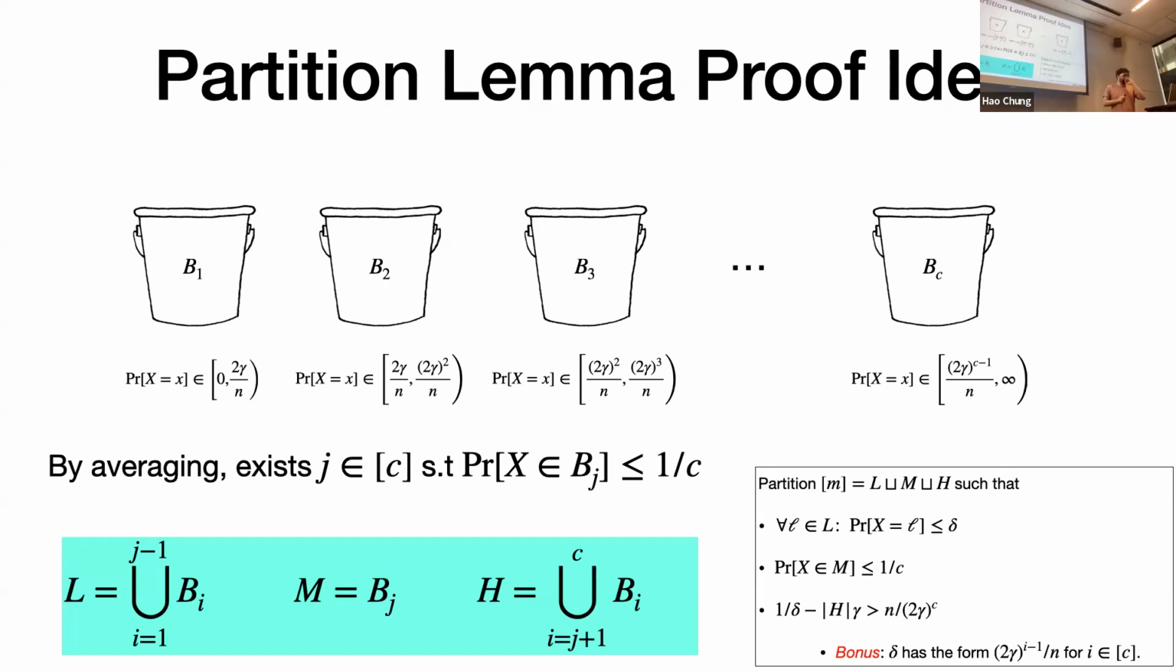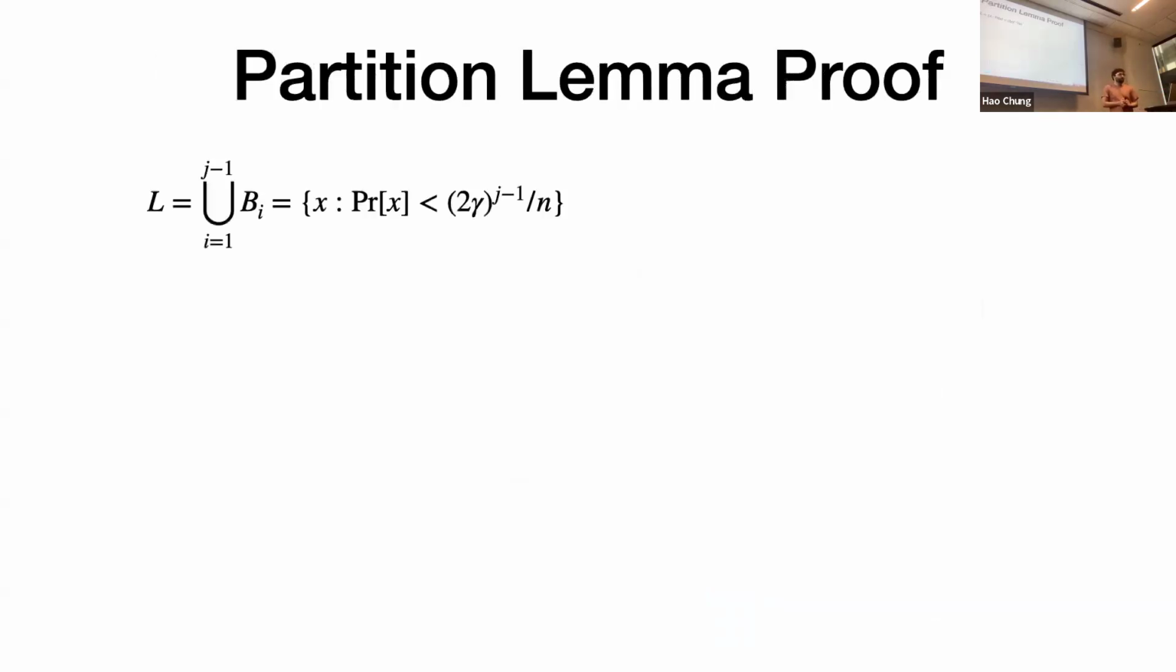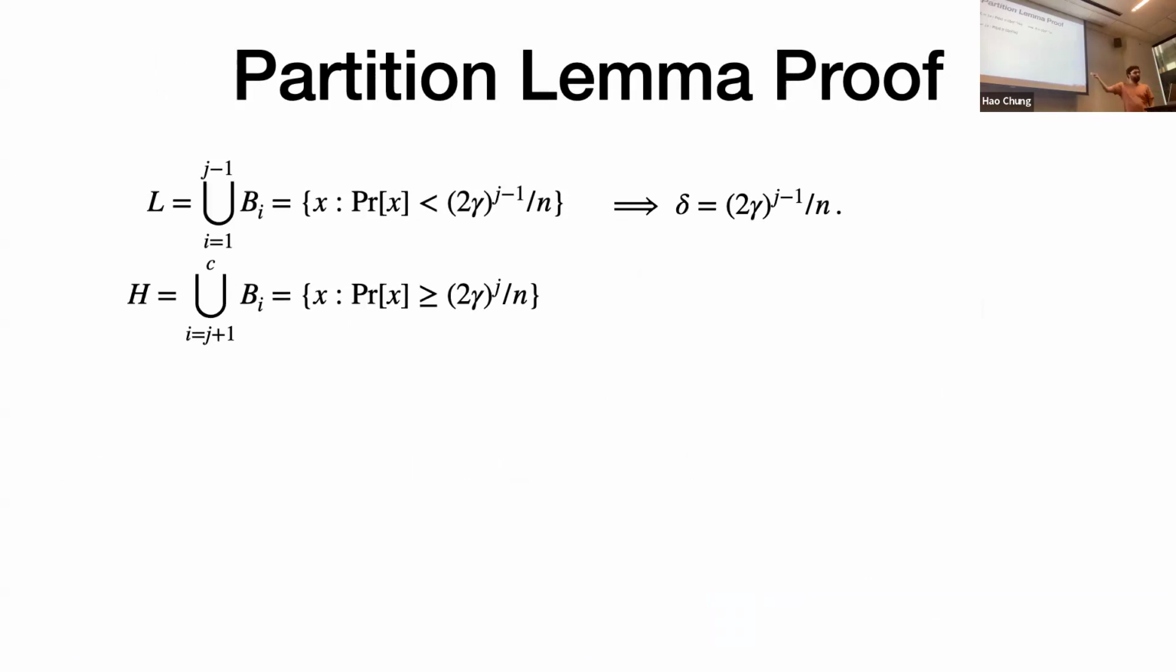And so let me argue why this is sufficient. The second bullet point here is directly satisfied by construction of the medium set. The total probability of the medium set is at most 1 over c. For the light set, I'm just writing out what the light set is. It's every element that has probability at most this quantity. And so we could just set delta to be that quantity that defines it.